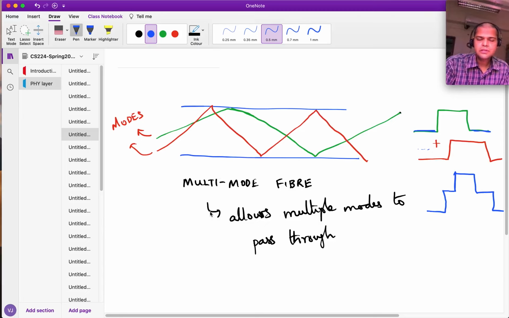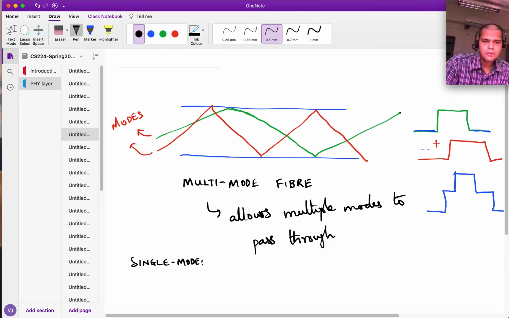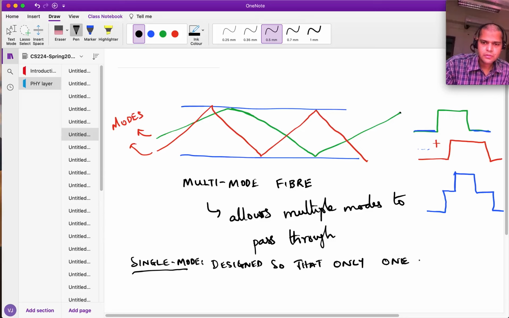So multi-mode fibers are not the best way to communicate. So it's best to have something called a single mode fiber. It is designed so that only a single mode passes through. So only one mode passes through.